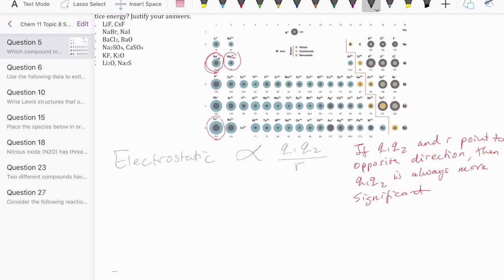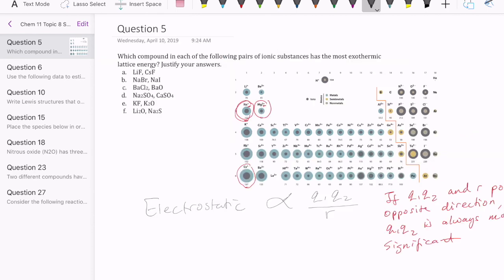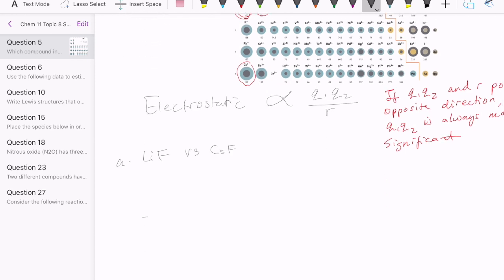All right, hopefully that's enough background information. Let's take a look at our actual question. So the first one we have is LiF versus CsF. Let's take a look at charges first. So Li is a +1 cation, F is a -1 anion. Cesium is also +1, F is also -1. So in this case, you see that the charges are both identical, +1, -1. So there's no stronger one in this case, so we have to look at size.